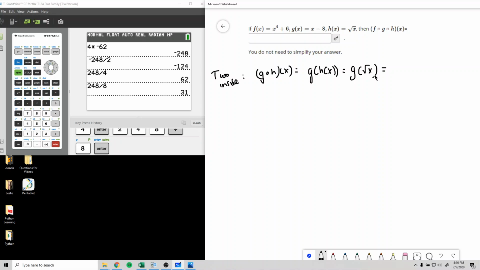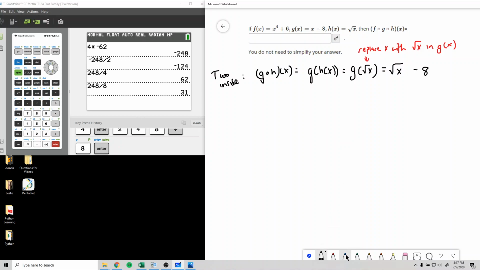And what this is telling us is everywhere in g of x we see x, we replace it with square root of x. So we have g of x, which is x minus 8, and we get square root of x minus 8. Just be careful here because we are only replacing x with the square root of x. The minus 8 is not going to go inside the square root. It looks just like this. All right, we kind of did the 2 inside.